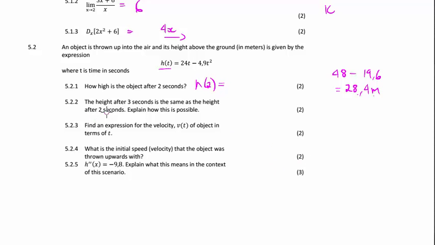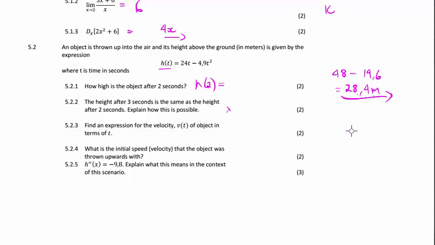The height after 3 seconds is the same as the height after 2 seconds. That's actually not true. That was an error in the question. That doesn't really matter. Explain how this is possible. How is it possible that you throw something up in the air and after 2 seconds it has this height, and after 3 seconds it has the same height?